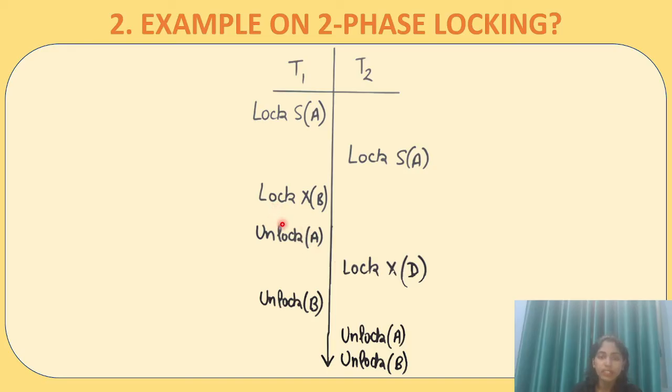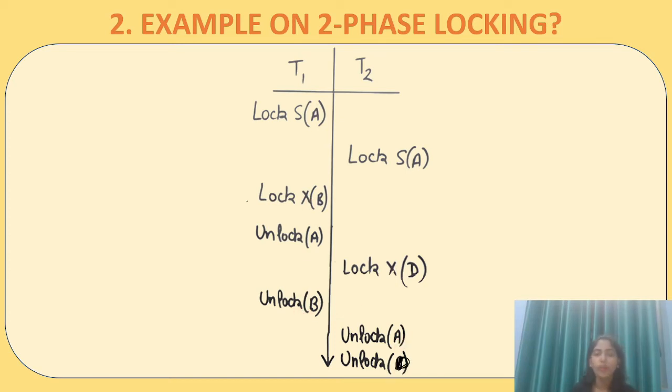After this, T1 started unlocking data item A. And T2 is acquiring a lock on data item D. Now D has not been acquired by T1 anywhere, so T2 can continue its process. It is acquiring the exclusive lock on data item D. Now T1 is unlocking data item B, which has the exclusive lock on it. T2 is unlocking A and D.